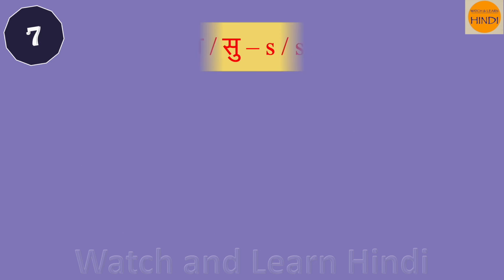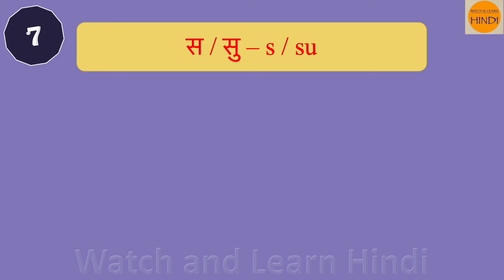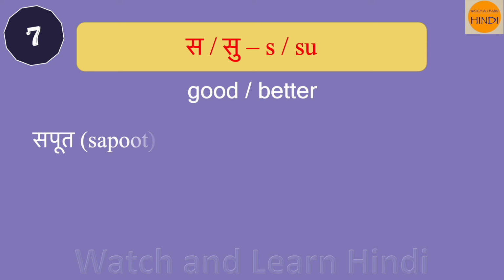Now this one is opposite of the earlier one, sa or su, because this set of upsarg makes something good or better. So saput is sa plus put. Put, as you know, means offspring. So saput is good offspring.